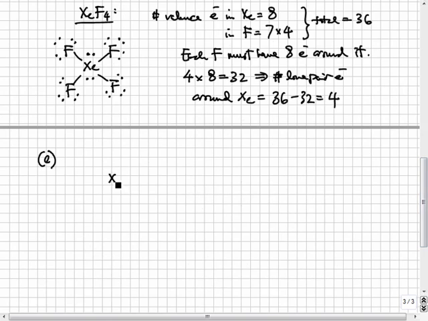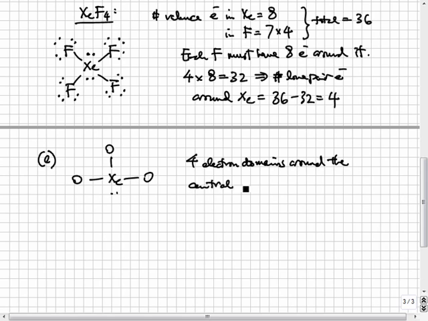We can use VSEPR to figure out the geometry of the XeO3 molecule. From the Lewis structure of XeO3, we see that there are 3 bonds around Xe. Each one counts for 1 electron domain. In addition, there is also a lone pair, which also counts for 1 electron domain. Therefore, there are 4 electron domains around the central Xe atom. The proper VSEPR template is tetrahedral.